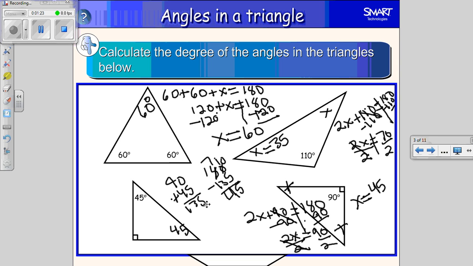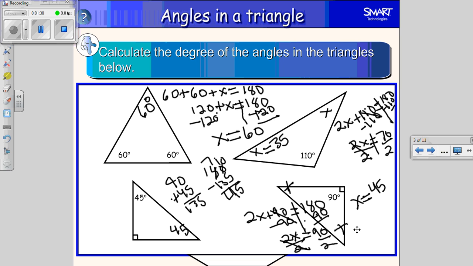Right here I didn't set it up in an equation. I just said, okay, I know that's 90, I know that's 45. So I say 90 plus 45 is 135. 180 minus 135 is 45. So that's my missing side.